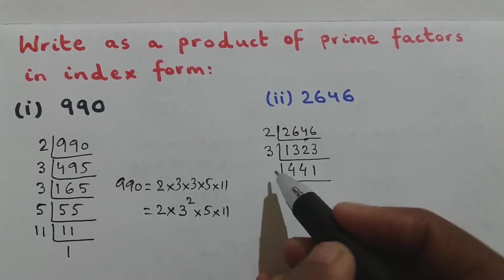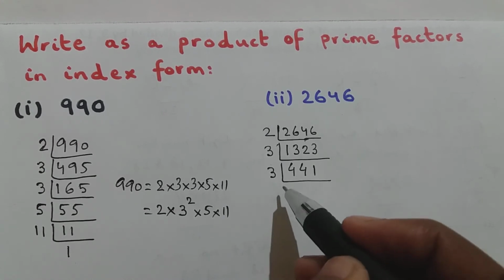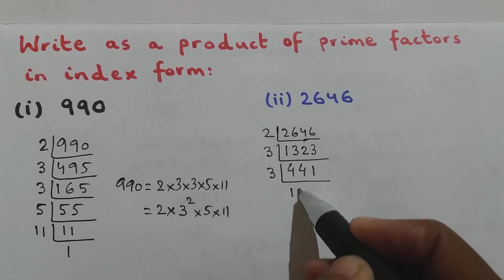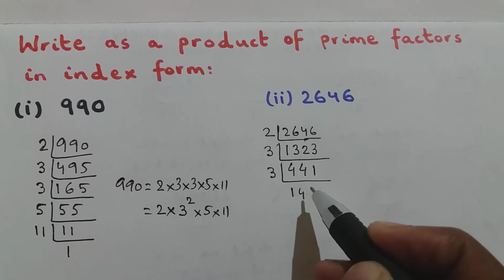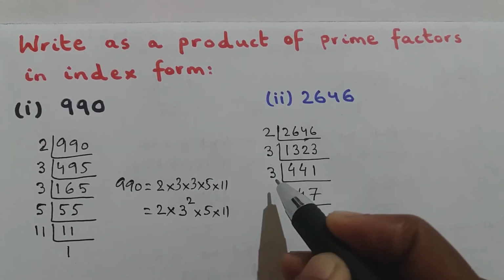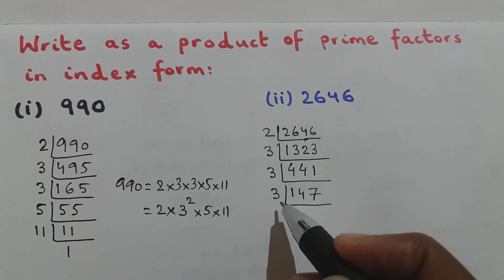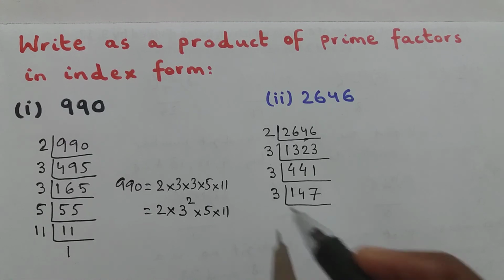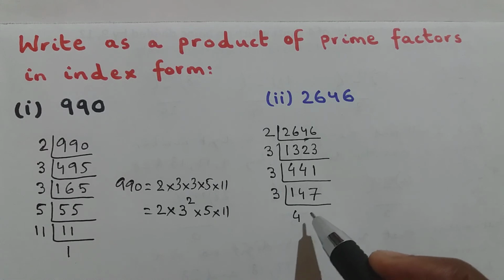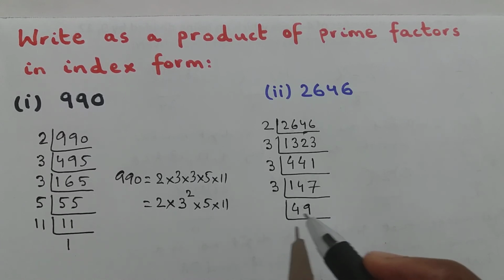Now 441 is again divisible by 3. So I will divide 441 by 3. So it becomes 3 1s are 3, remainder 1, bring this 4 down, 14. 3 4s are 12, remainder 2, bring this 1 down, 21, 3 7s are 21. So 441 divided by 3 is 147. Now 147 is again divisible by 3. So I will divide 147 by 3. 3 4s are 12, remainder 2, bring this 7 down, so 27, 3 9s are 27. So 147 divided by 3 is 49.